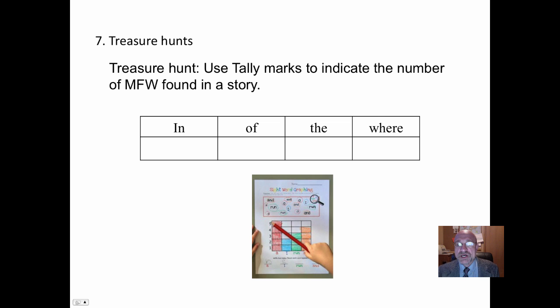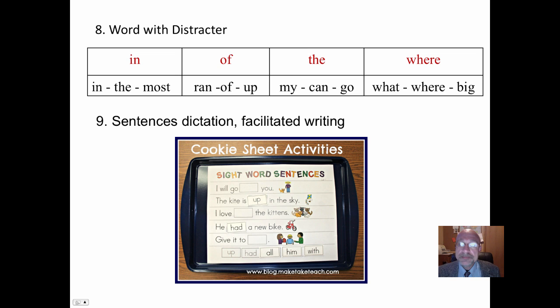Treasure hunts. Based on an assigned text that they have read already, go through and create tally marks every time they see the word, and again, create a graph. Word with distractor. Again, provide them 3 words. You say one of the sight words and they have to find it. You're limited only by your imagination here.